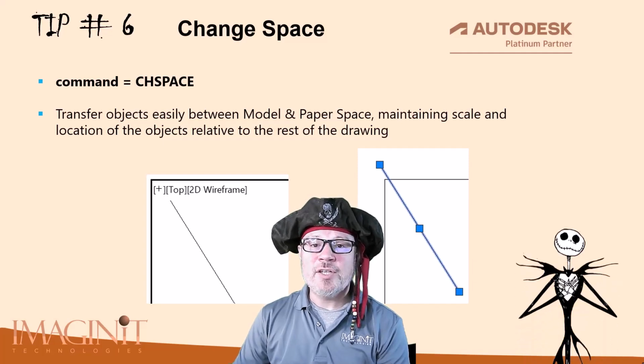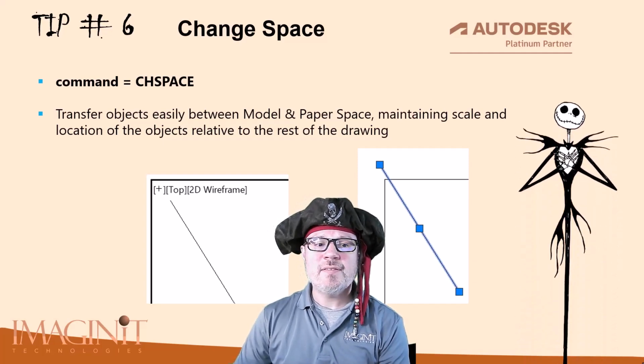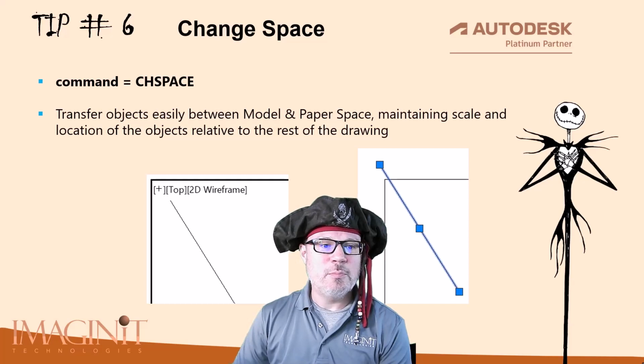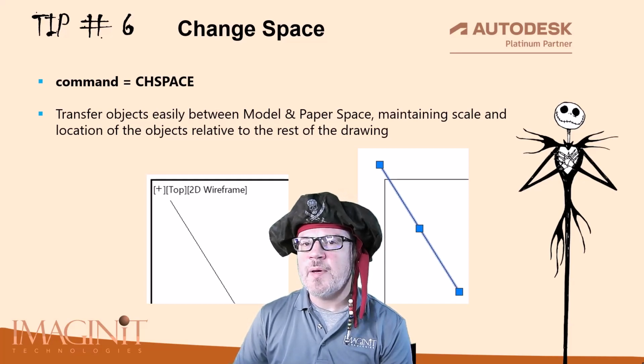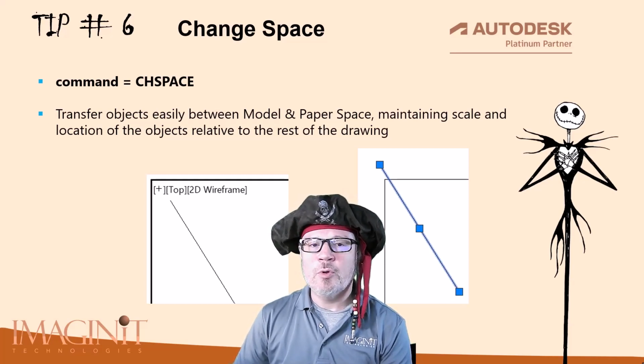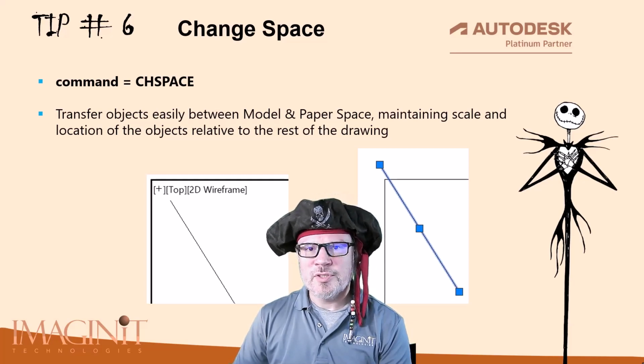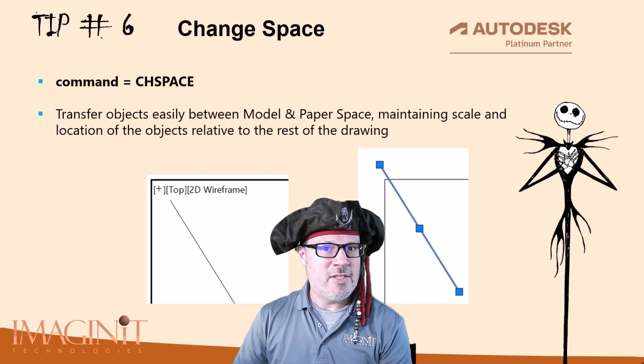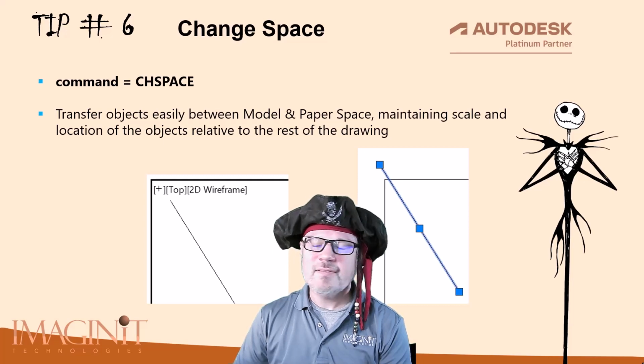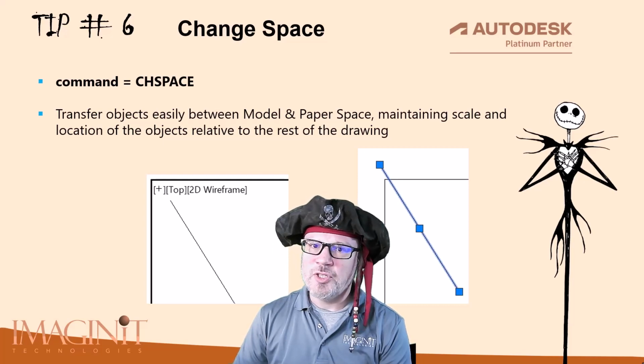Next, with CHSPACE or Change Space, this is a very nice tool that allows you to push content from paper space into the model space viewport behind it with the exact same scale factor equivalence that it was shown in the viewport paper space area. If you've accidentally drawn content in paper space, expecting it to be in model space, you no longer have to draw it over again, just push it through the window.